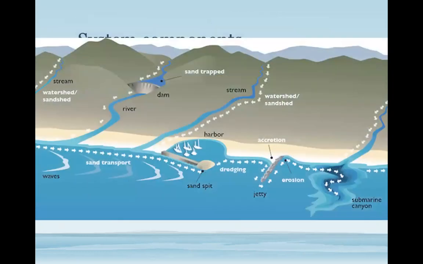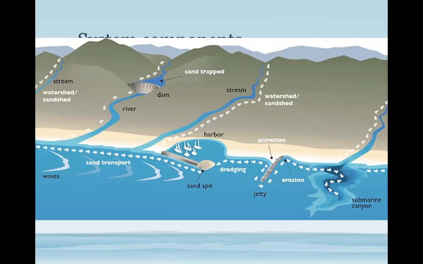So this is a zoomed in piece. If you can see in the center, the sand is trapped behind that dam, which means that we don't get as much sand. Sand transports north to south close to our shoreline most of the year. The watershed and the sand shed is the river or the streams that come down from the mountains.